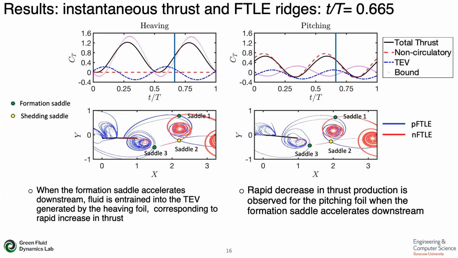Thrust produced by the heaving foil continues to increase as the formation saddle keeps advecting downstream, as this allows the circulatory contribution to thrust to continue to increase. For the pitching foil, we see that thrust begins to decrease as the formation saddle experiences strong downstream acceleration.